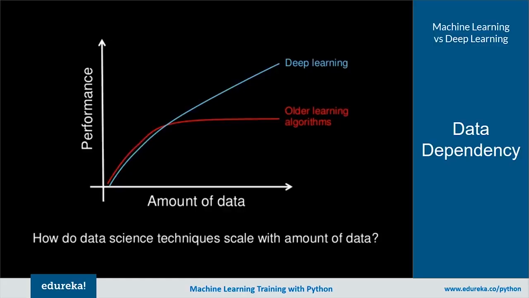The easiest way to understand the difference between machine learning and deep learning is to know that deep learning is machine learning. More specifically, it is the next evolution of machine learning. Let's take a few important parameters and compare machine learning with deep learning. So, starting with data dependencies.